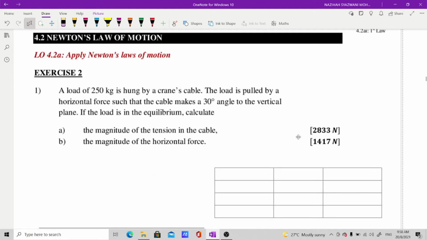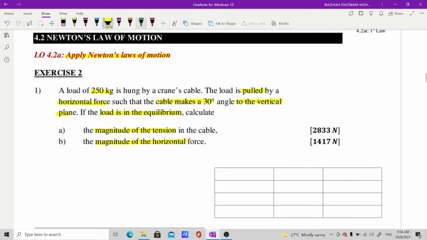So let's look at learning outcome 4.2a, apply Newton's law of motion. Let's look at exercise 2, question number 1. A load of 250 kilograms is hung by a crane's cable. The load is pulled by a horizontal force such that the cable makes a 30-degree angle to the vertical plane. If the load is in equilibrium, calculate the magnitude of tension in the cable and the magnitude of the horizontal force.